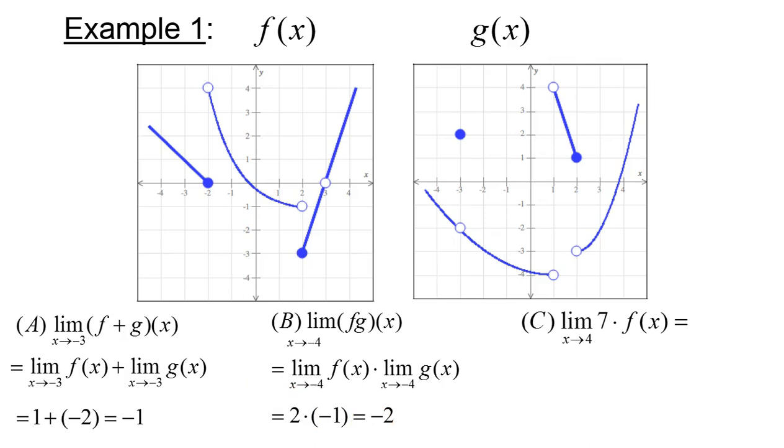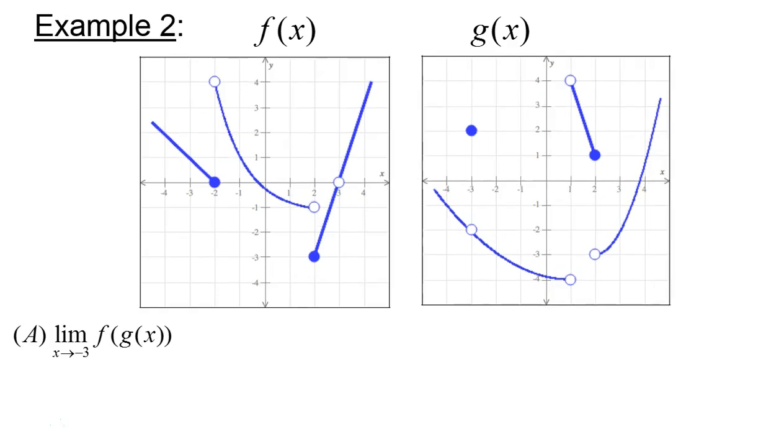Okay, our constant multiplier, our scalar, if you will: the limit as x approaches 4 of 7 times f of x. Again, do not take the limit of the 7, take the limit as x approaches 4 of f of x. So at 4, I see a left and a right-handed limit here, appearing to meet at the y value of 3. So my limit at 4 of f of x is 3, times the constant 7, 21. It's pretty straightforward stuff.